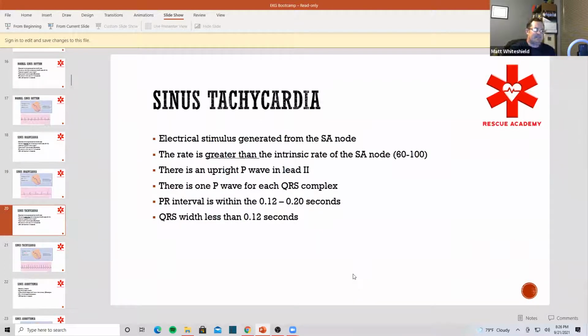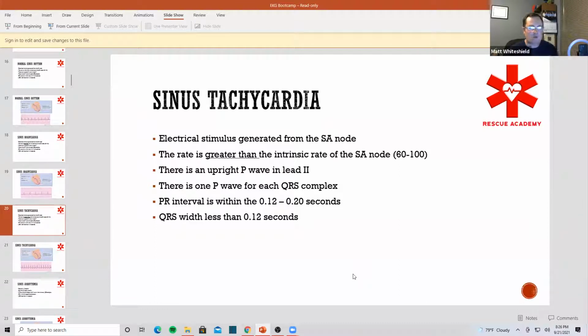Sinus tach. All right, electrical stimulus generated in the SA node. Now, we said that just like our normal sinus rhythm and our sinus bradycardia, remember, we got upright P waves, we got narrow QRS complexes. This is still in the SA node. This is still more of a normal rhythm, right?